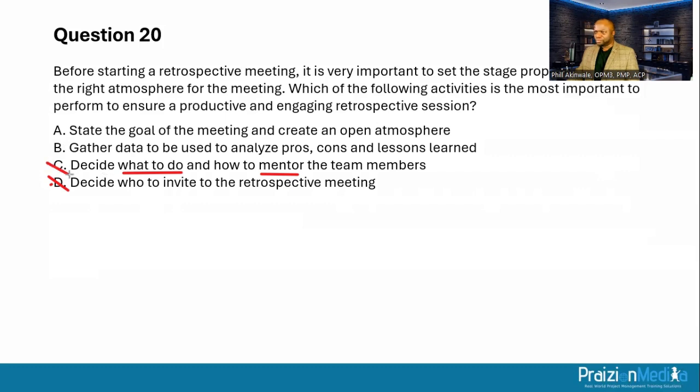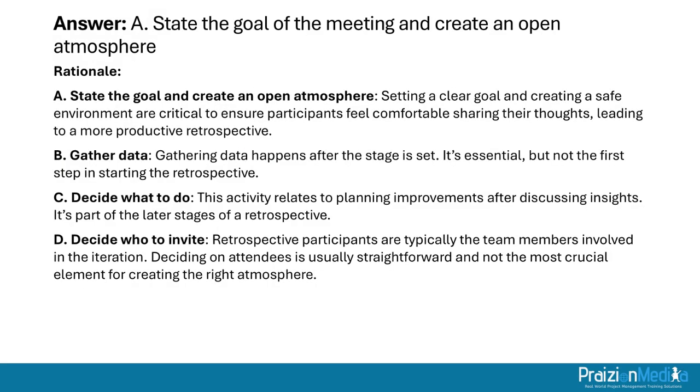So, B, gather data to be used to analyze pros, cons, and lessons learned. Well, gathering data could happen after setting the stage. Most important thing is A. So A is state the goal of the meeting and create an open atmosphere. The open atmosphere is what makes the meeting a success. Okay. So the best answer here is A.